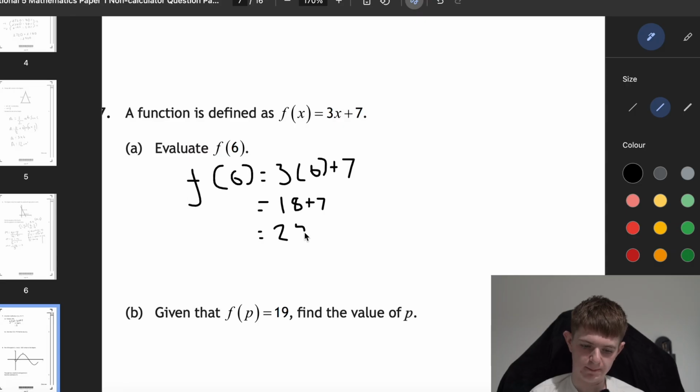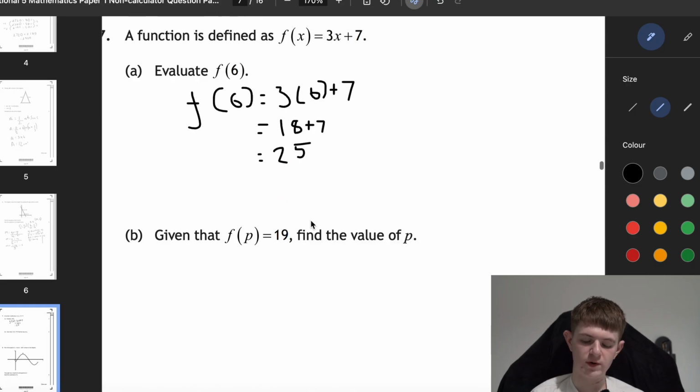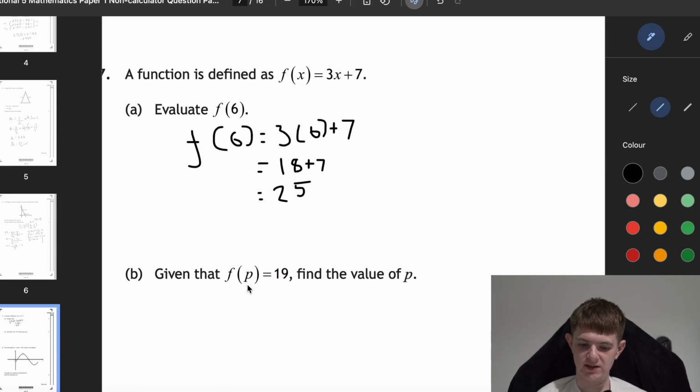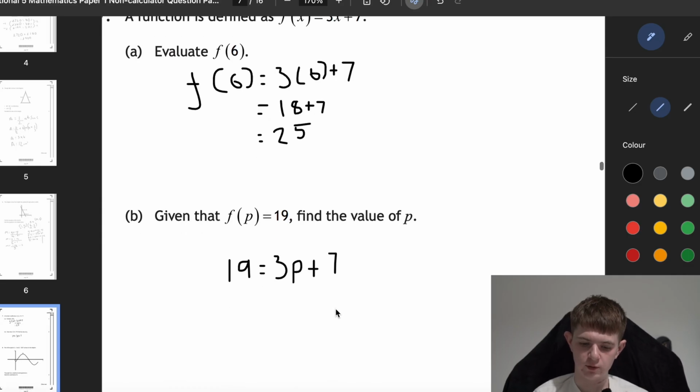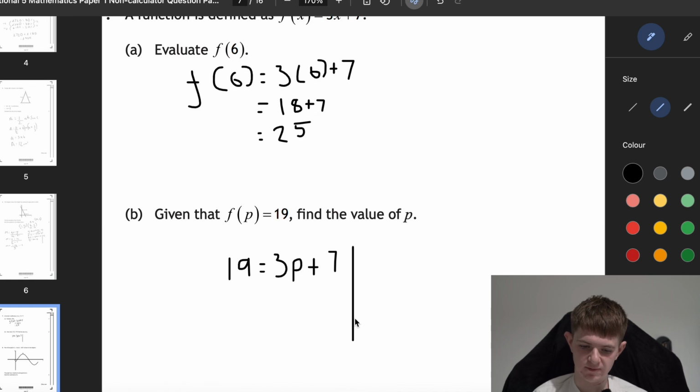Our second question, part B, rather than changing all the x's to 6, we're changing all the x's to p. In the beginning, f(x), which is now f(p), equals 19. So we're going to change all that. So we've got 19 now equals 3p add 7. And we're going to try and figure out p on its own. So we're going to take away 7 here, take away 7, and that's going to get us 12 equals 3p. As I was saying on the last question, everything should come out pretty nice because it's non-calculator. So we're going to divide by 3, that's going to get us 4 equals p.